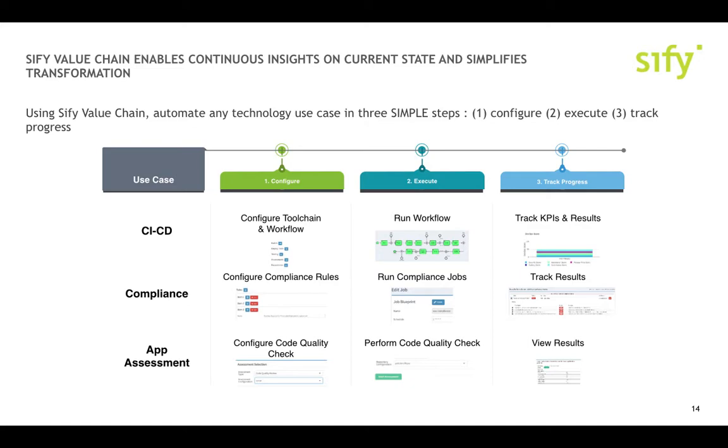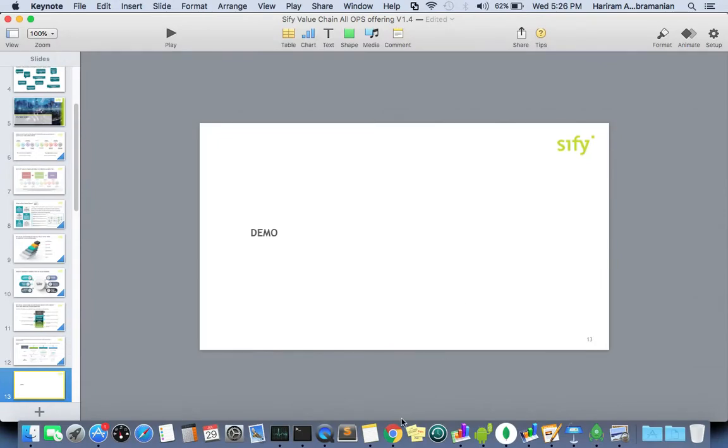And you can also automate and remediate issues using the workflow and blueprints, be it setting up sophisticated CI/CD pipelines or compliance automation or security automation in 3 simple steps: configure, execute, and track progress. Let us now see some of these capabilities in the platform.